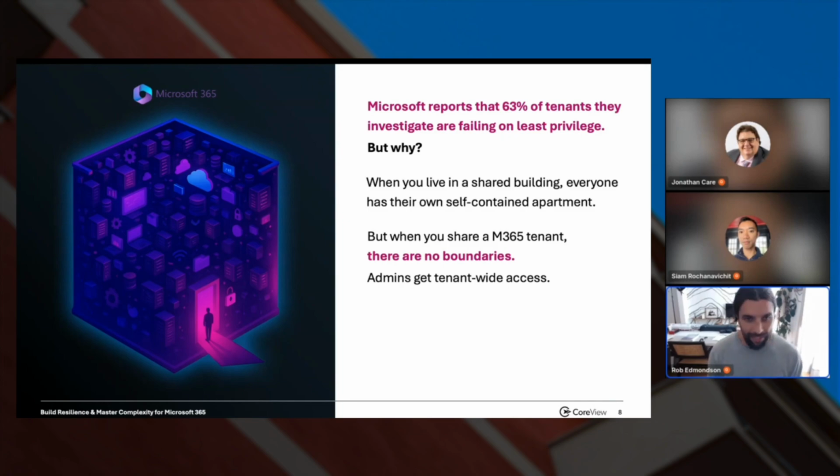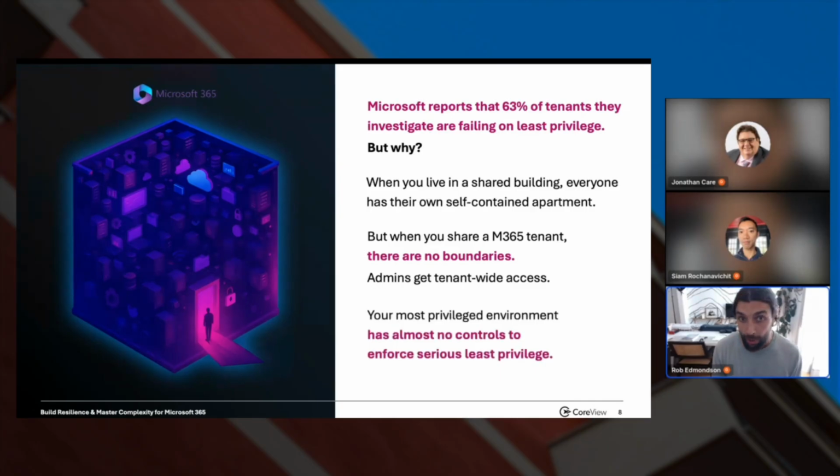We are now 10, 15 years into a huge segment in cybersecurity called identity security. You all know this because we all work in this sector. The promise of identity security was that we would be able to implement least privilege. Guess what? Your most privileged environment has almost no controls to enforce least privilege. If you give someone a privileged account in a Microsoft tenant, they get access tenant-wide in almost every scenario. The only thing customers can do is to deploy multiple tenants in an effort to maintain segmentation. But this creates enormous operational complexity and increases the risk of configuration drift and configuration issues, the ones we just discussed.